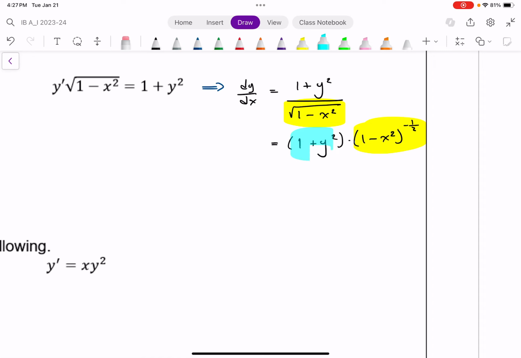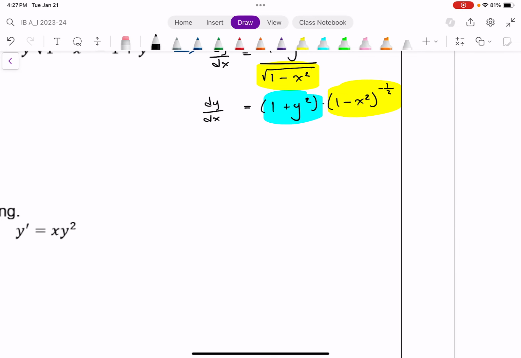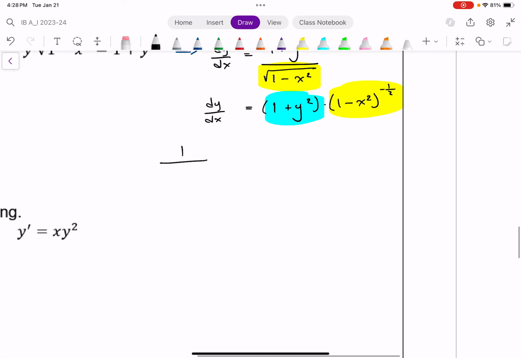So notice now I do have what I want. I have separated the differential equation into one side having a product of a function just in terms of y, the other is a product of a function just in terms of x. So now I want to rearrange it to put it into a form in which I can integrate quite nicely. In this case, I would get 1 over 1 plus y squared times dy on one side, and I'd get just 1 minus x squared to the power of 1/2 dx on the other.